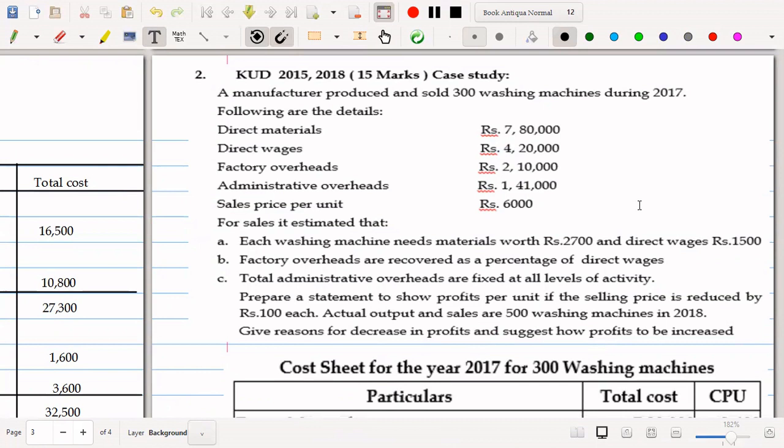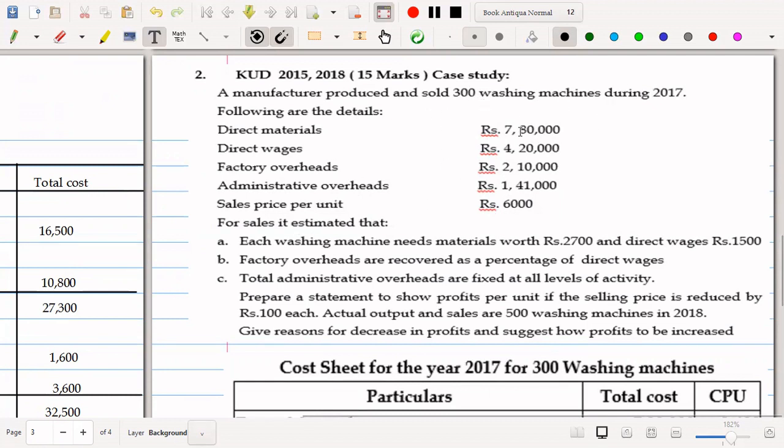A manufacturer produced and sold 300 washing machines during 2017. Information is given here: direct material 7,80,000, direct wages 4,20,000, factory overhead 2,10,000, administration overhead 1,41,000, selling price per unit 6,000. So selling price is already given here. This is regarding 2017 for 300 washing machines.